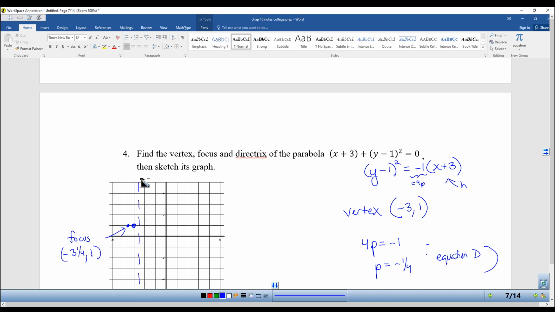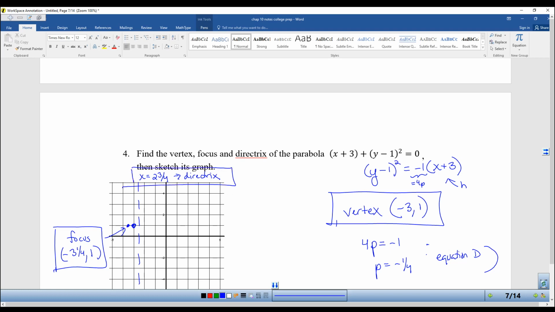And my directrix goes a quarter in this direction. Remember that all vertical lines are x is equal to. And where is it? Well, it's not quite at 3. It's been moved back a quarter. So it's at 2 3/4. This is your directrix. So I did it. I found the vertex and the focus and the directrix. And now I just have to sketch its graph.